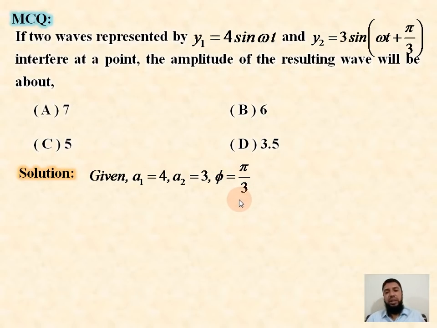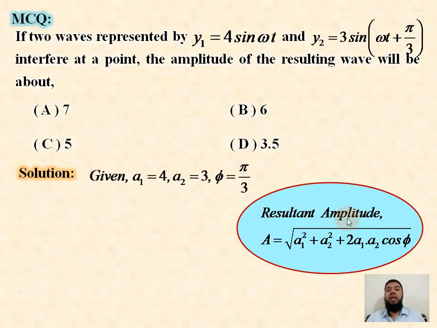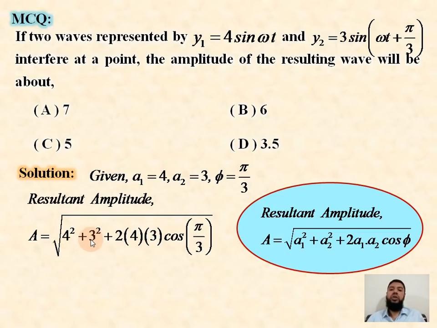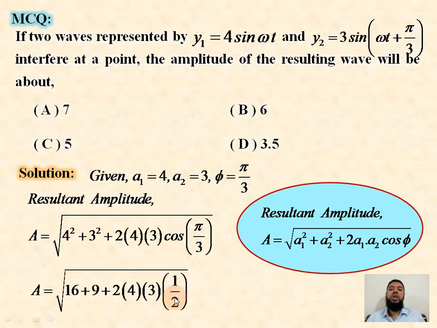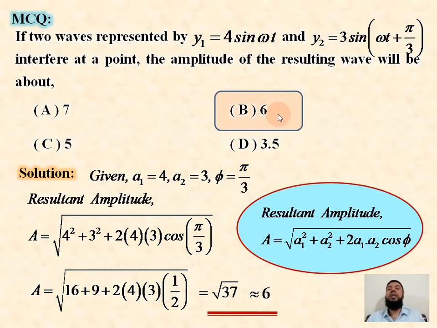We have studied that the amplitude of the resultant wave can be expressed as A is equal to square root of A1 square plus A2 square plus 2 A1 A2 cos phi. Substituting the values, we get square root of 4 square plus 3 square plus 2 into 4 into 3 into cos pi by 3. Cos pi by 3 is half, so the 2 cancels. On adding, it will be root 37, which is nearly equal to 6. Hence the correct option is option B. The resultant amplitude is 6 units.